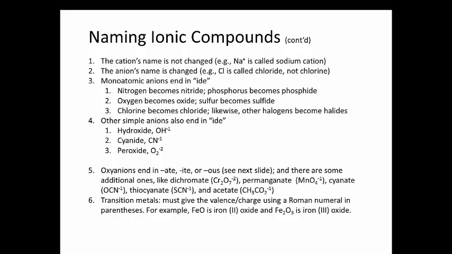Right. So, in English, I would write this out as iron, Roman numeral 3, oxide. This is the way I would write it out in English. And that would be Fe2O3.